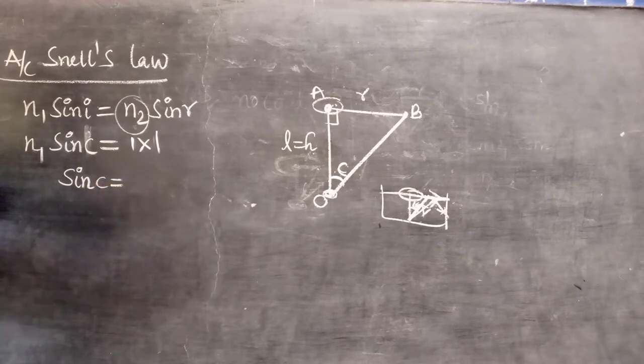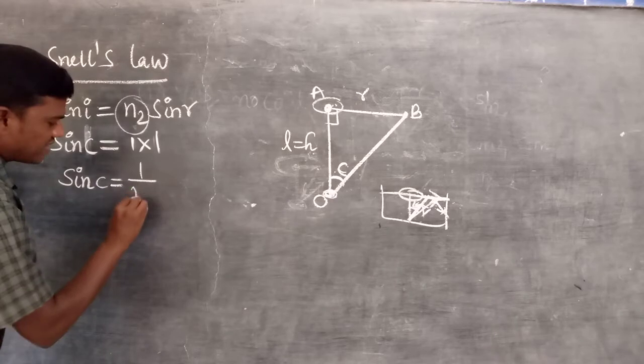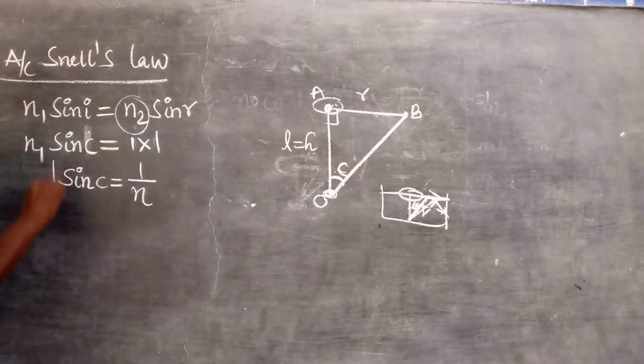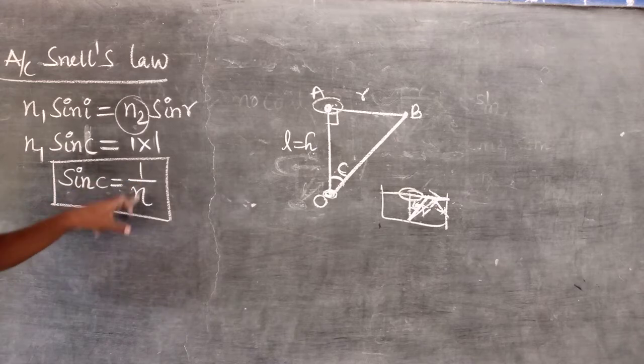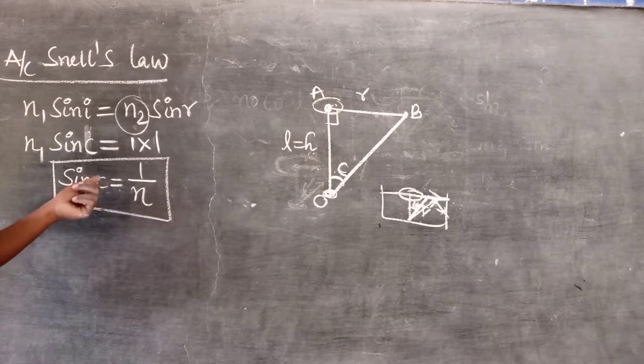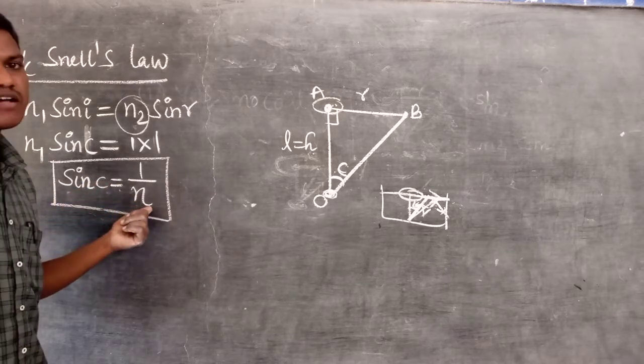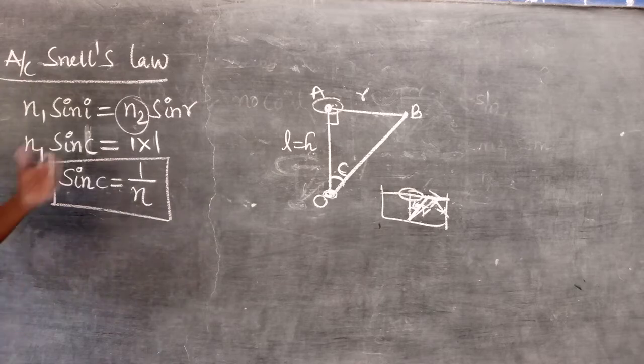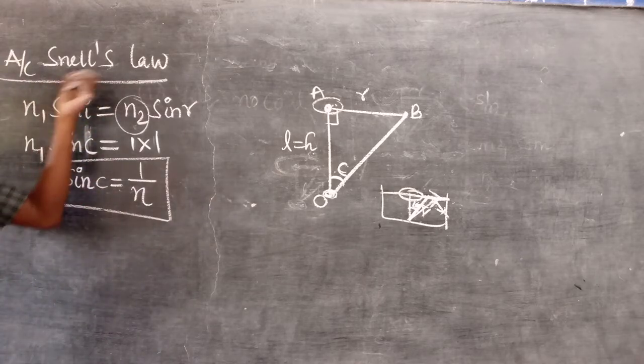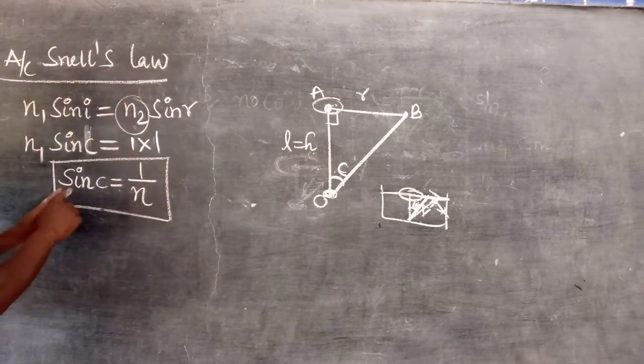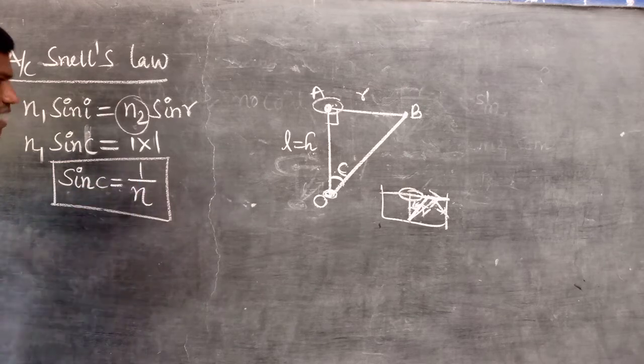Sin C is equals to 1 by n. We can write it like this. So sin C is equals to 1 by n. We know that this is the critical angle. The relation between the critical angle and the refractive index of the medium is represented this way. Or directly we can write it, but by using Snell's law we can do that. Sin C is equals to 1 by n.